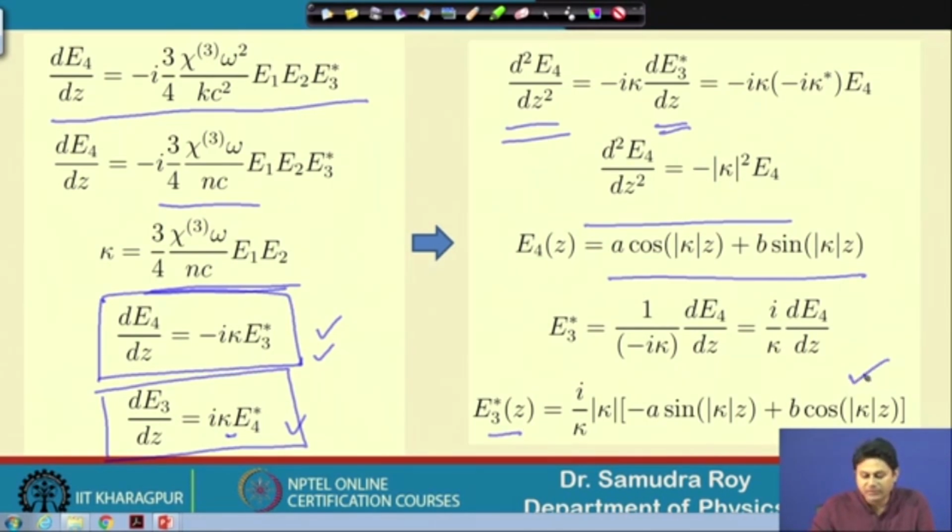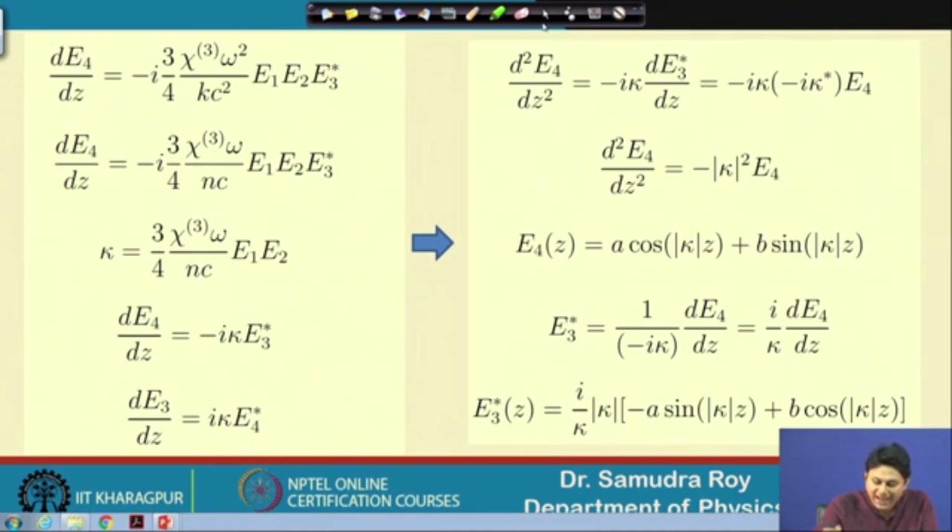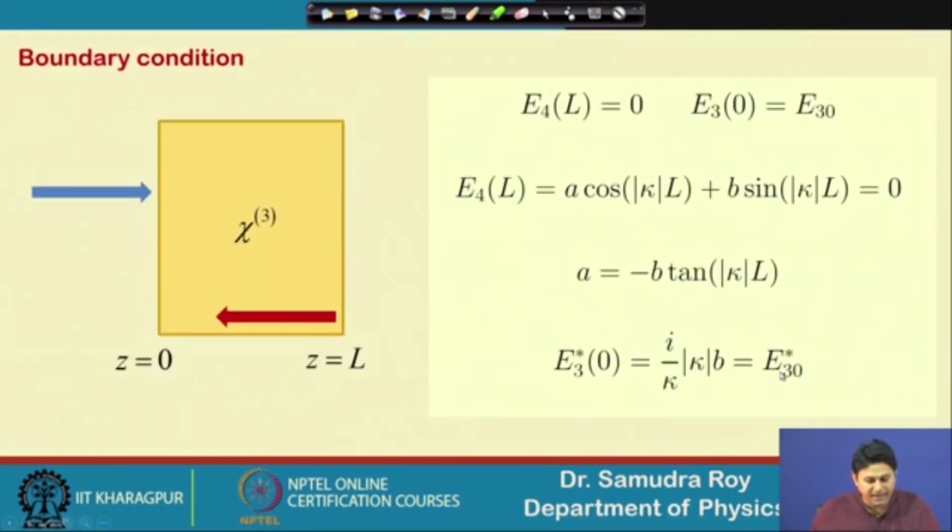I am moving a little bit fast here, because I believe you can do this basic calculation by yourself and understand easily that this is a solution of this kind of differential equation, and this is a solution of this one, where the equation is given. Well, once we have these two solutions in our hand, the next thing is to find the boundary condition. So, the boundary condition is important here.